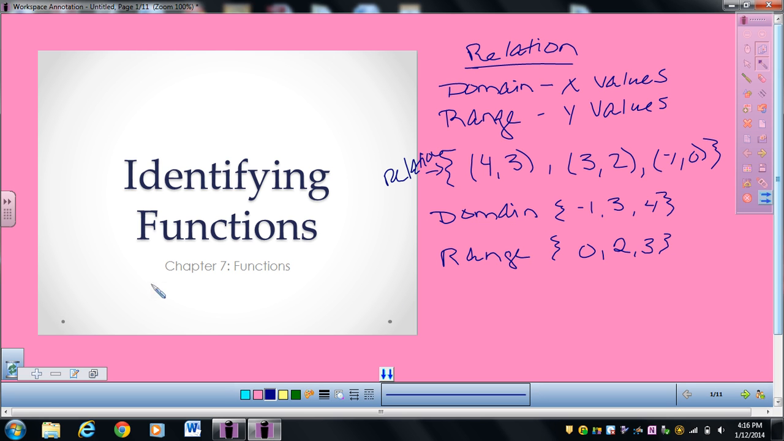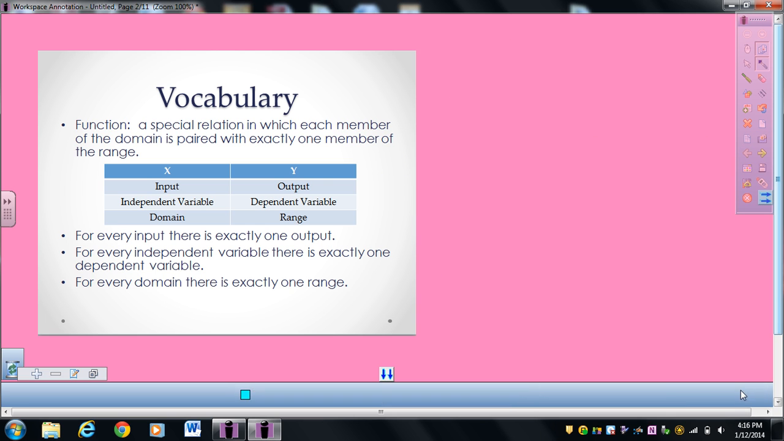Okay, so today we're going to decide if, when you're given a relation, it's a function or not. So let's get started. Here's your vocabulary. A function is any relation where each domain is paired with only one range. So each x value has to have only one y value.